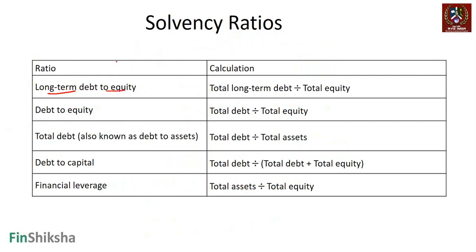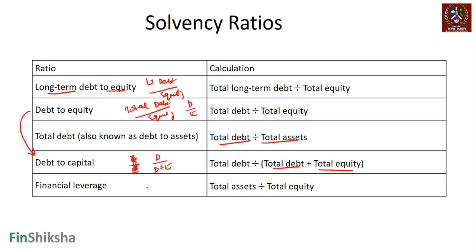So the long-term debt to equity ratio will take long-term debt divided by the equity. Then you will take total debt divided by the equity, right? And then you can take total debt by total assets. Debt to capital is total debt divided by total debt plus total equity. That's an extension of the debt to equity ratio. So debt by equity or debt by debt plus equity. That's the difference. This is D by E and this is D by D plus E.